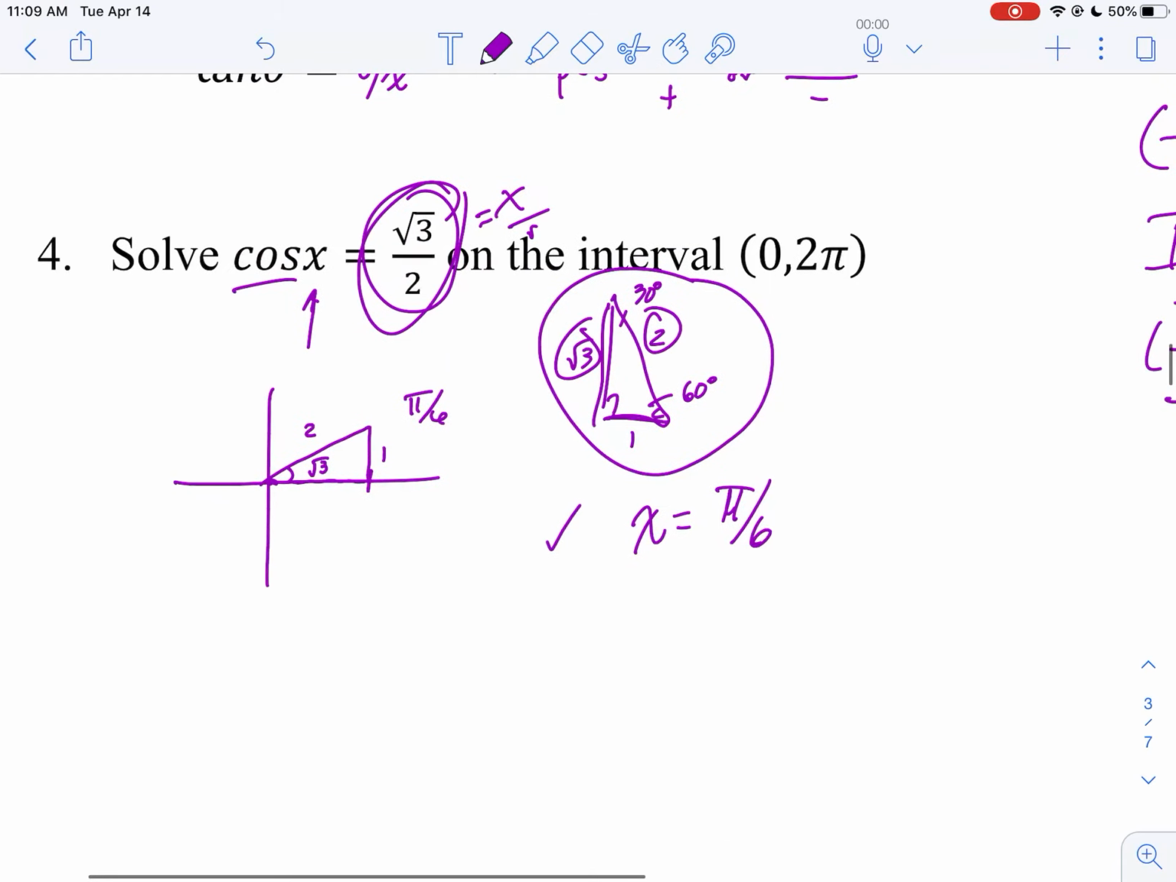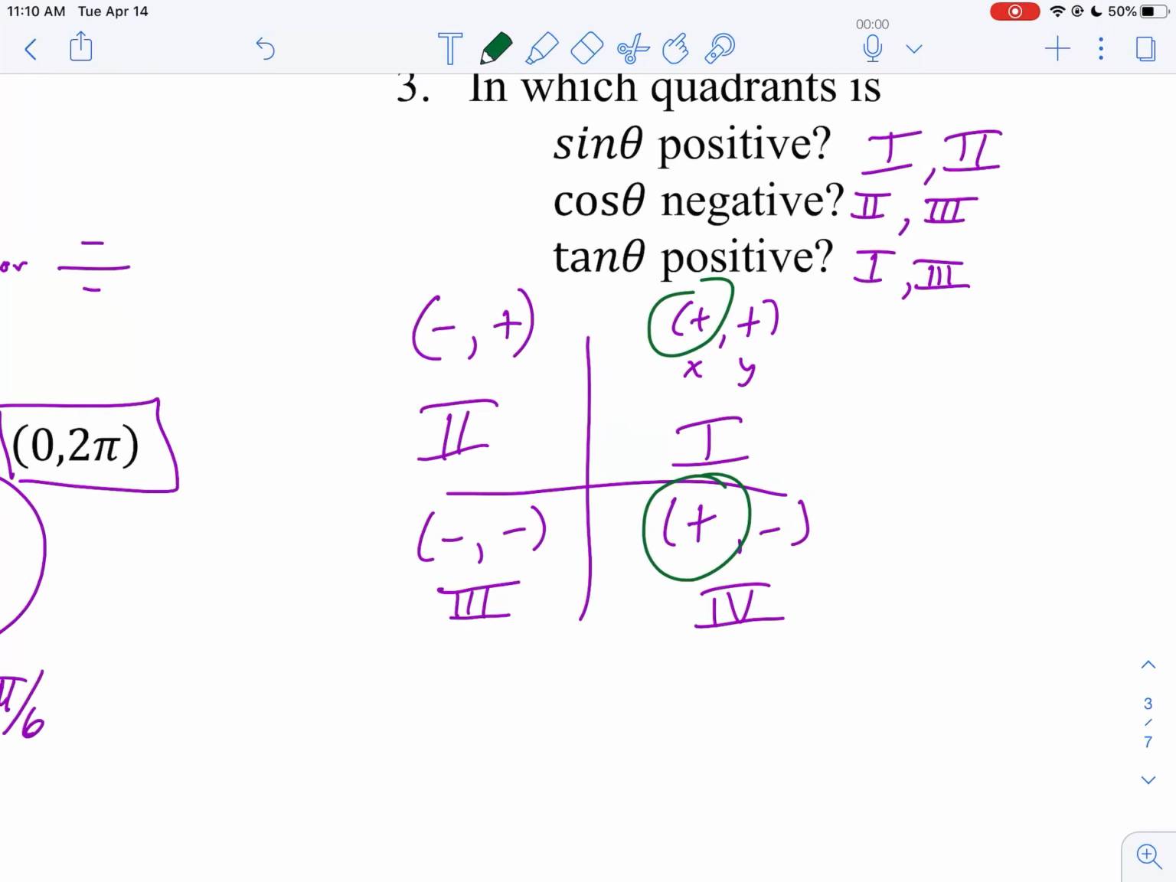What do you mean wrong? We found it, didn't we? For this angle, it works. You're right. But it says on the interval from 0 to 2 pi. So if you think about this, from 0 to 2 pi, there's actually a second place where the cosine ratio is the square root of 3 over 2.